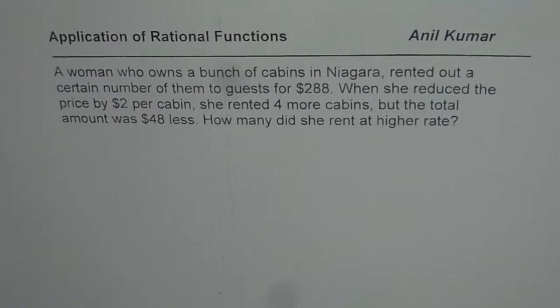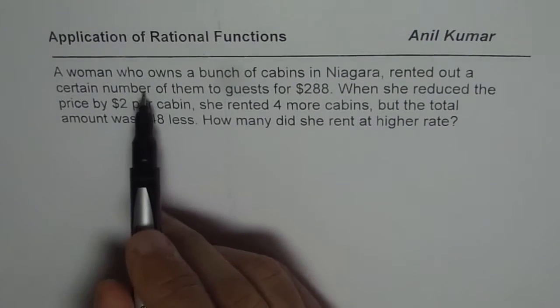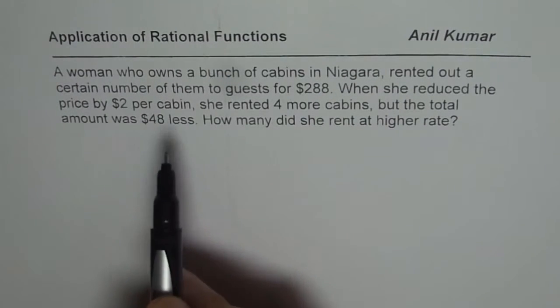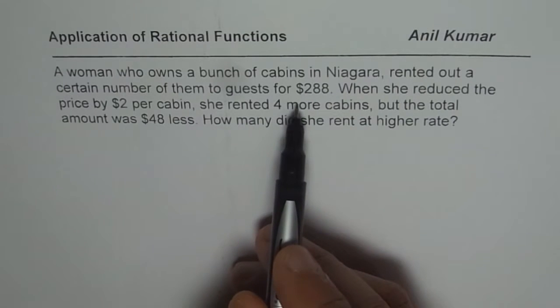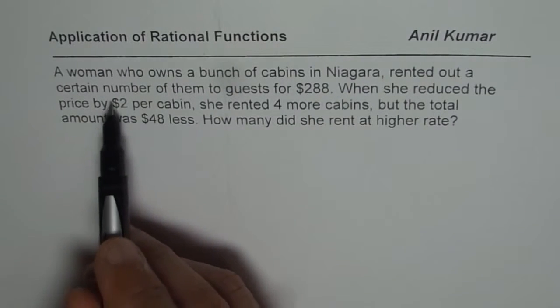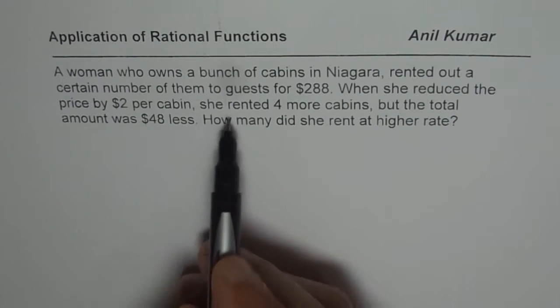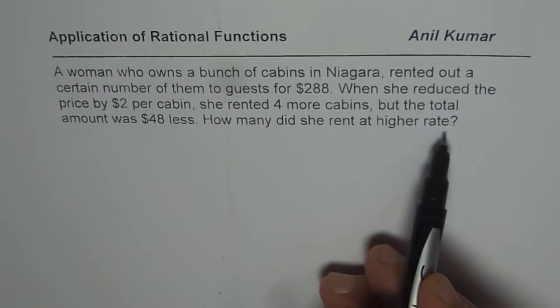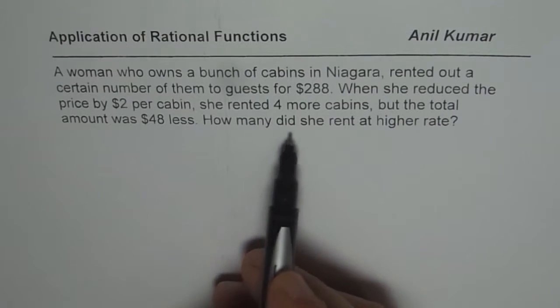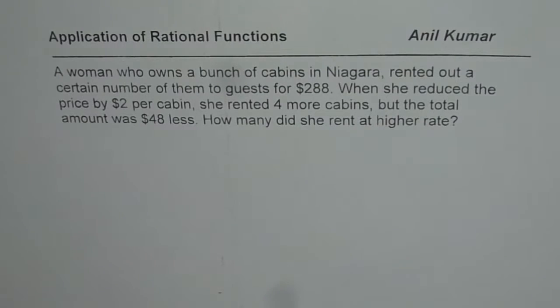Maria, you can see similar examples under the heading Applications of Quadratic Functions when we are trying to maximize profit. The question here is, a woman who owns a bunch of cabins in Niagara rented out a certain number of them for guests for $288. When she reduced the price by $2 per cabin, she rented 4 more cabins, but the total amount was $48 less. How many did she rent at higher rate, right?